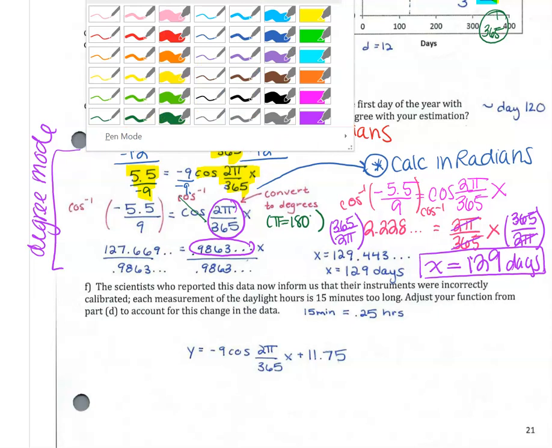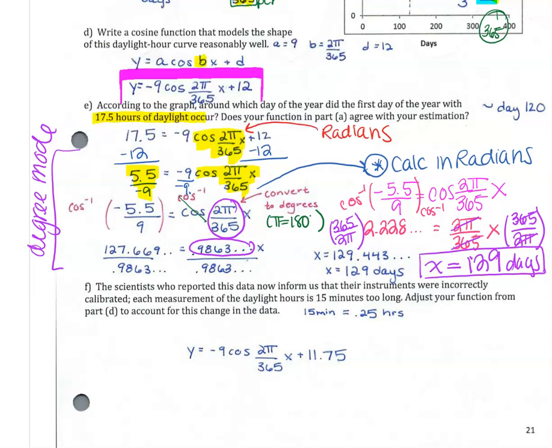All right. Spend a lot of time on that portion because that's the hardest part of this. Now, the scientists who reported this data now inform us that their instruments were incorrectly calibrated. Each measurement for the daylight hours is 15 minutes too long. Adjust your function to part D to account for this change in data.